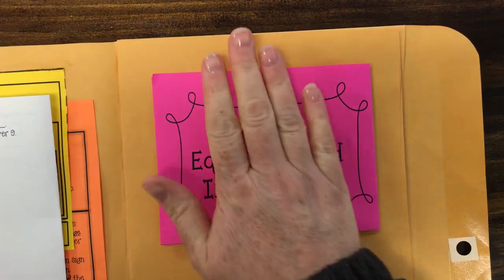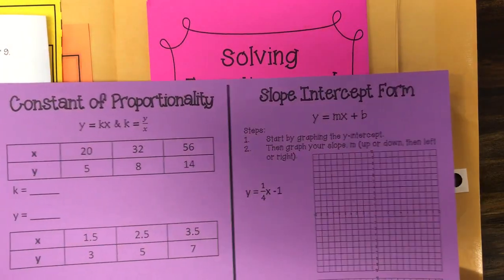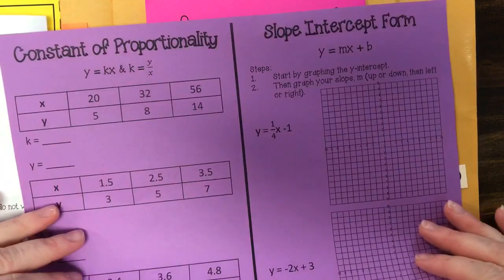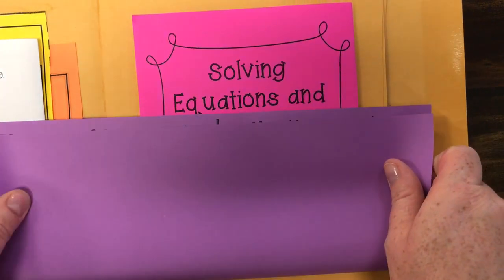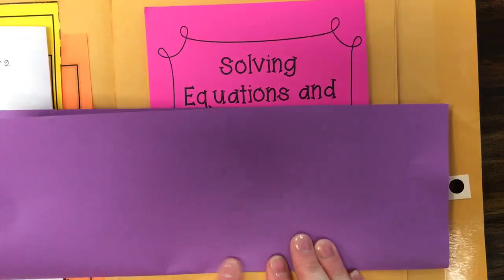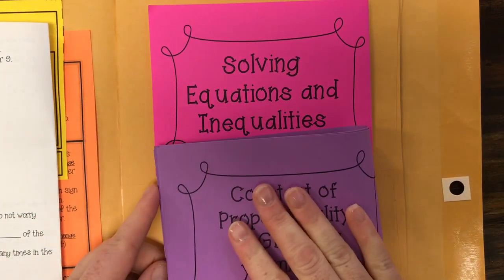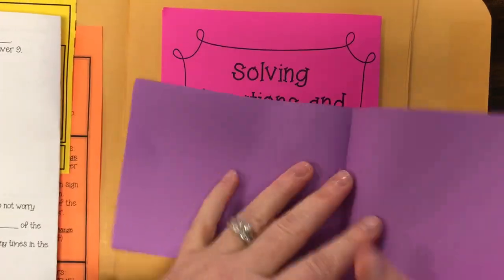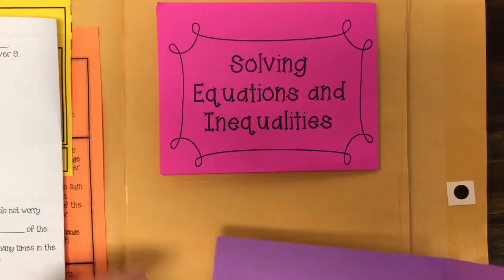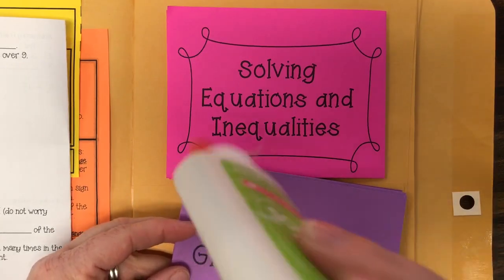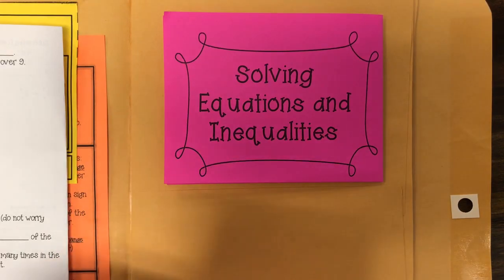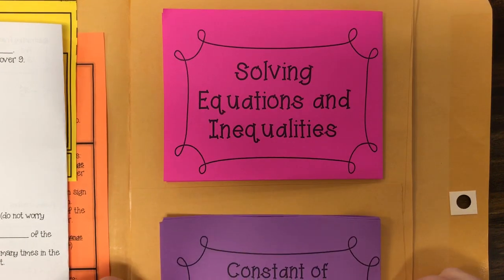So we should be starting to stick a little bit on some of these other ones. Our next one is going to be the bottom of section two, and it's constant proportionality and graphing. So remember what we did a while ago, see how it has that on the back. So we're gonna fold the bottom up to the top. And then we're gonna go right to left. So this is what it opens and then folds down. The back side says glue to bottom of section two. And then we are done with section two.